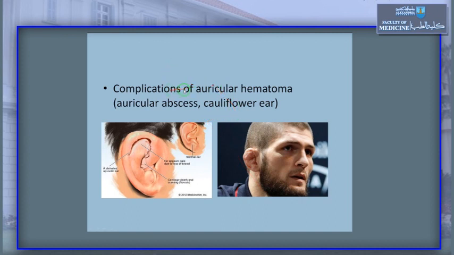So what are the possible complications of the hematoma? If it gets infected, it may turn into an auricular abscess. Cartilage may become necrosed because the hematoma is depriving the cartilage of the oxygen, blood supply and nutrition supply to it.